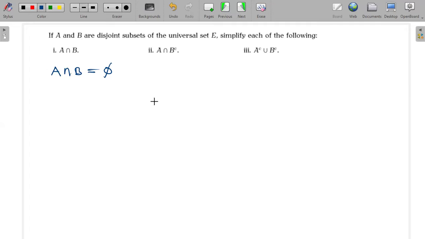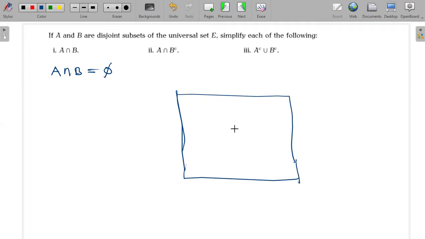So in a Venn diagram, that's going to look like this here, and then I'll have another one there, and so there's no intersection. It will not intersect that way. There'll be no overlapping. So you have A and you have B there. They're telling us that if A and B are disjoint subsets, simplify each of the following.